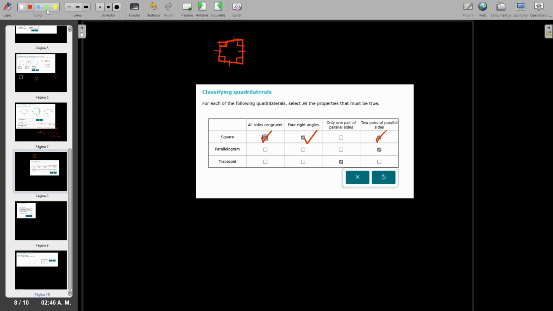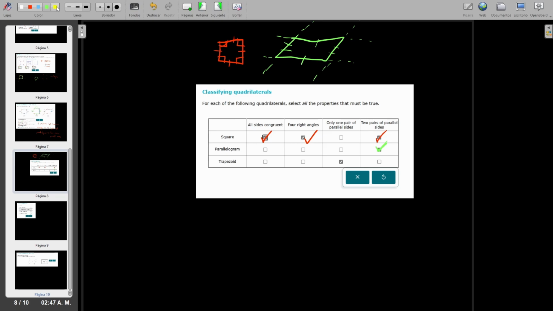Now, parallelogram. We can define the parallelogram as this figure. All sides are not congruent, because this one and this one are the same, but this one is not the same, so they do not have all four sides. They do not have all four right angles, so the second one is not a check. And they have not one pair, they have two. They have this pair of parallel sides, and these two parallel sides. So the third one is okay.